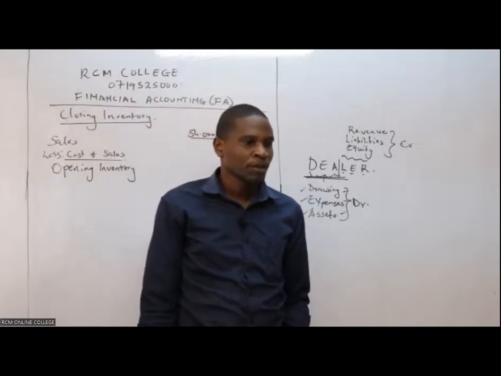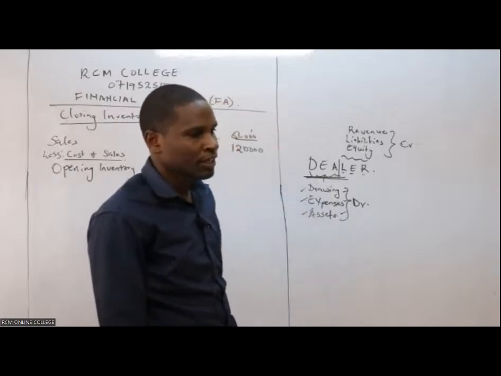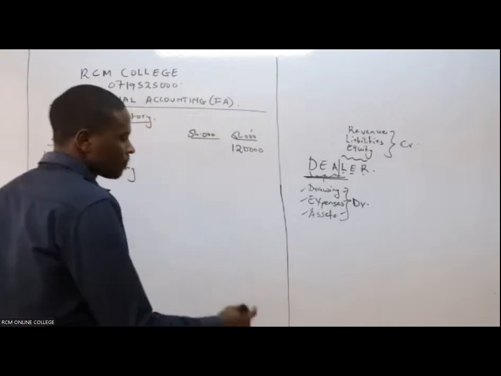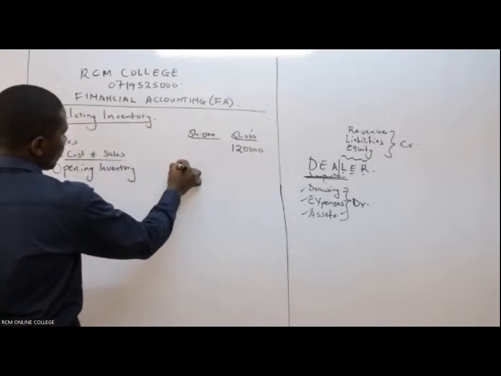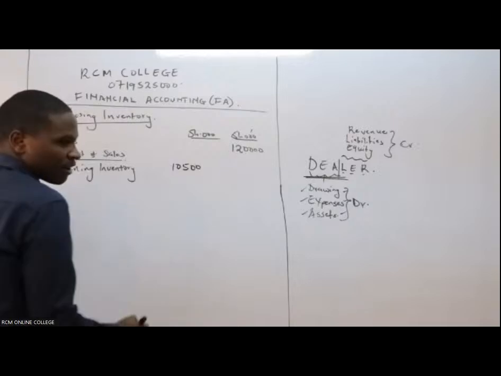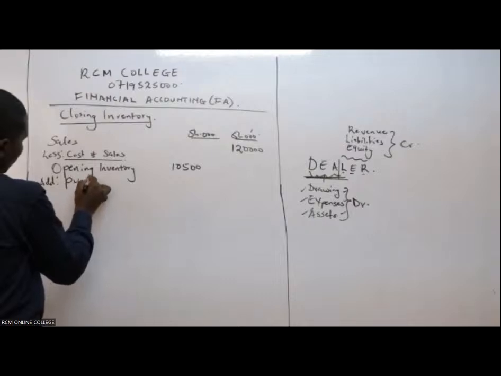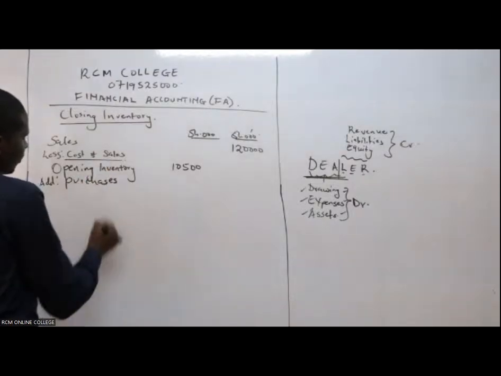For those people who have taken a screenshot, I don't know whether you can see, we have 10,500 as our opening inventory. Then we add purchases. Purchases is also a part of the cost of sale.